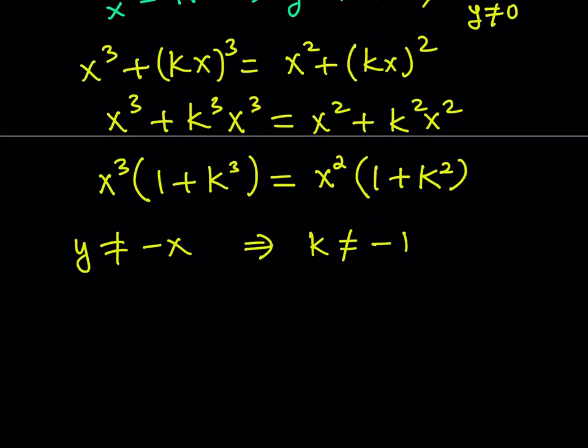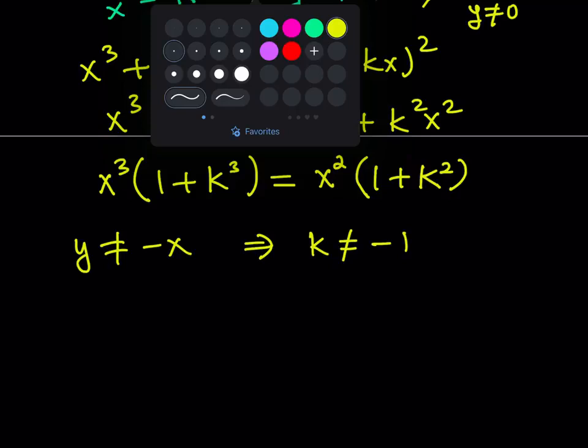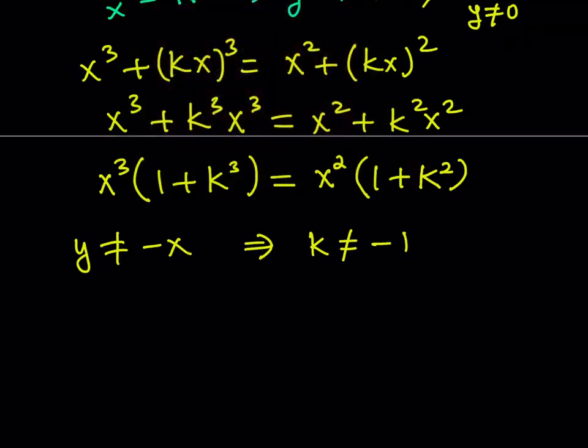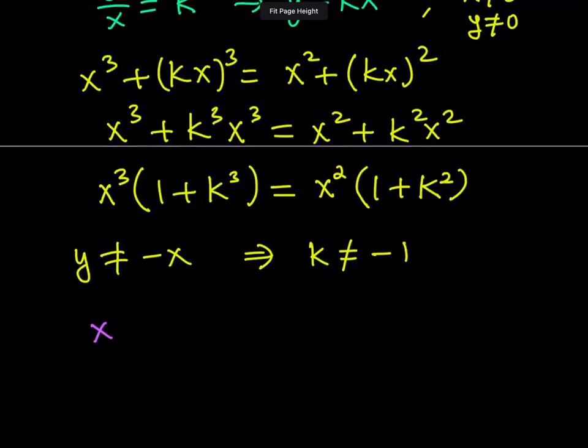So having said that, let's go ahead and solve for x and then for y. Obviously, we want to solve for x and y. And remember, we're looking for rational solutions. So in order to solve, first of all, notice that x cannot equal 0. So that means I can basically divide both sides by x squared, right? That's non-zero. And that gives me x times 1 plus k cubed is equal to 1 plus k squared.